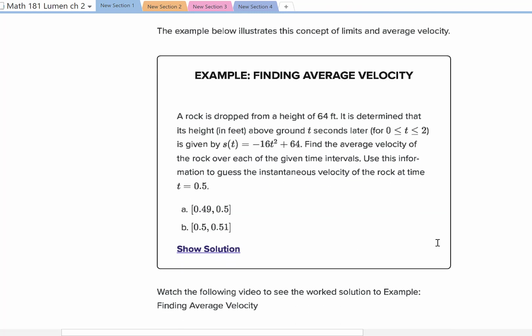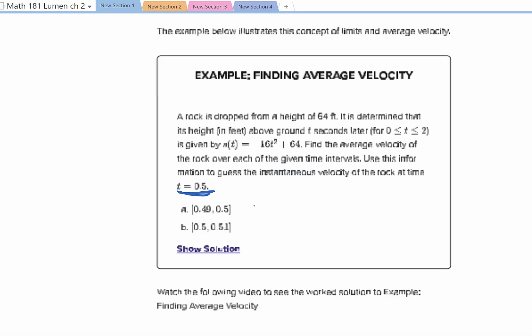So here we go. A rock is dropped from a height of 64 feet. It is determined that the height in feet above the ground t seconds later is given by this position function. We're going to find the average velocity of the rock over each interval. So we're looking at it being near t equals 0.5. So we're going to do 0.49 to 0.5 and 0.5 to 0.51. So we're looking at 0.01 seconds on each side of the time we're talking about. And we could then use that to say, okay, if it's this on one side, this on the other, what's it going to be at that point?